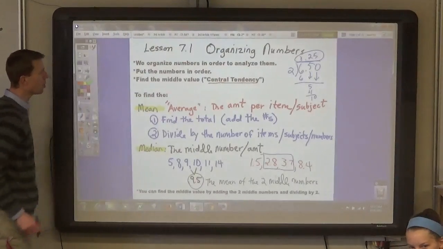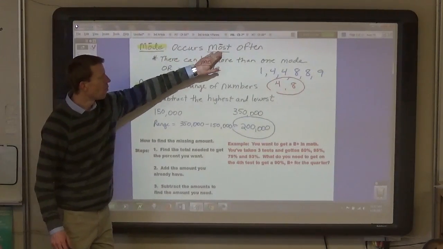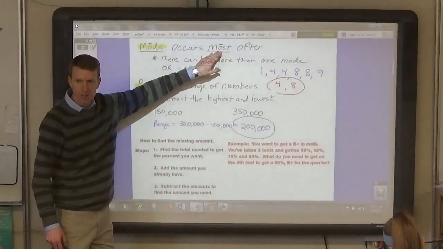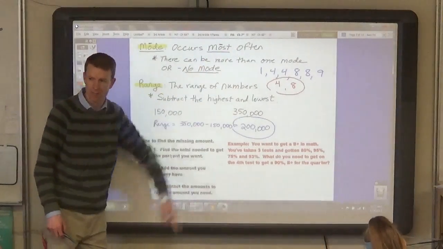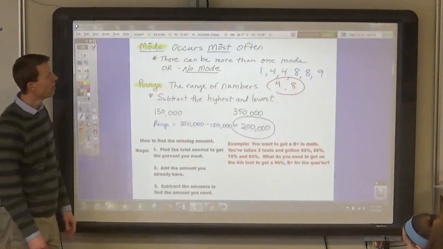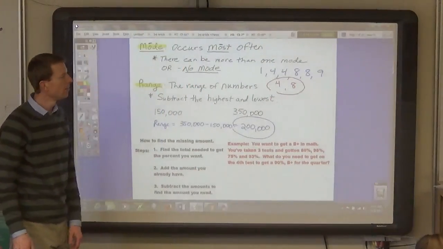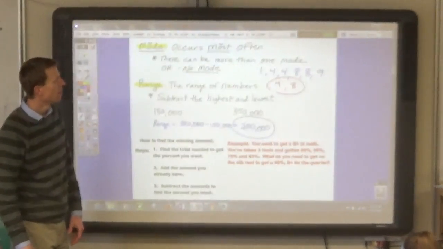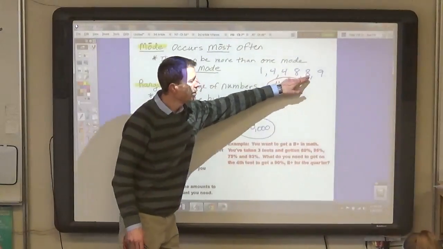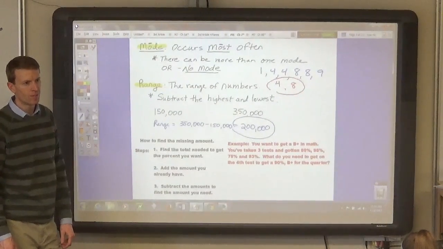Now, let's go on to mode. This is one of the easiest ones to find. The mode is the one that occurs the most often. Repeat that. The mode occurs the most often. So, when you're given a set of data, and these are in order already, if they weren't, we'd put them in order. And there are 2 4s and 2 8s. What's the mode? Otto.